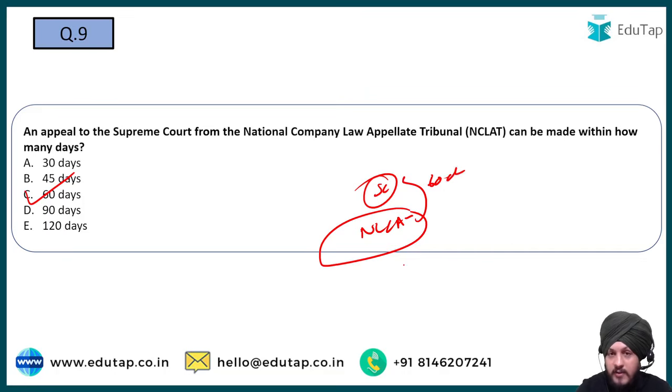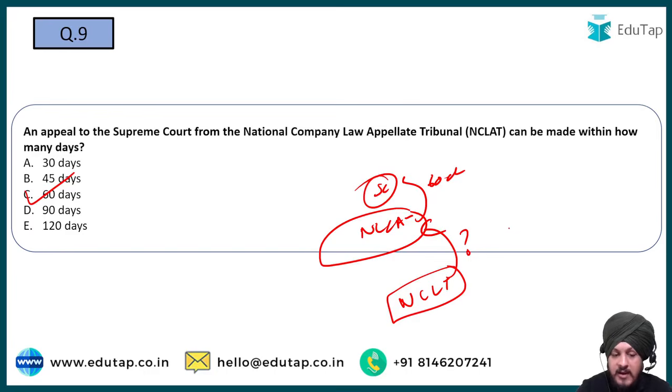Now my question to you, as a part of homework, you can write it in the comment box: within how many days can the appeal be filed against the order of NCLT, right, to NCLAT? तो इसका time क्या होता है? This is something that I want you to write as a part of the comment box, right?